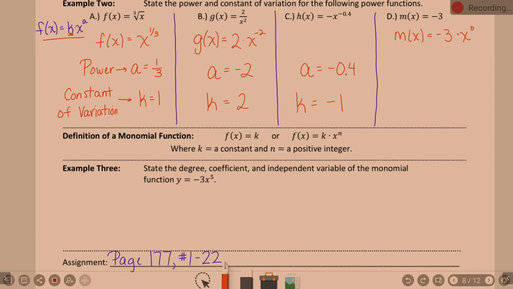Now, what's the power here in that scenario? 0. The power is 0. But it says where k and a are non-zero constants. So can a equal 0? No. So this is not a power function. So that's your one scenario of when it will not be a power function.